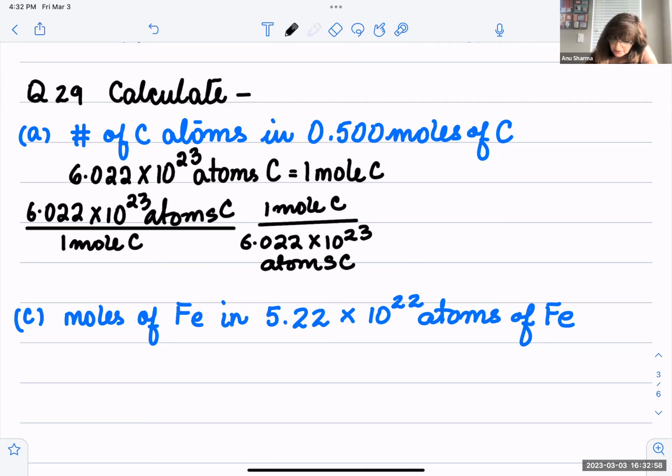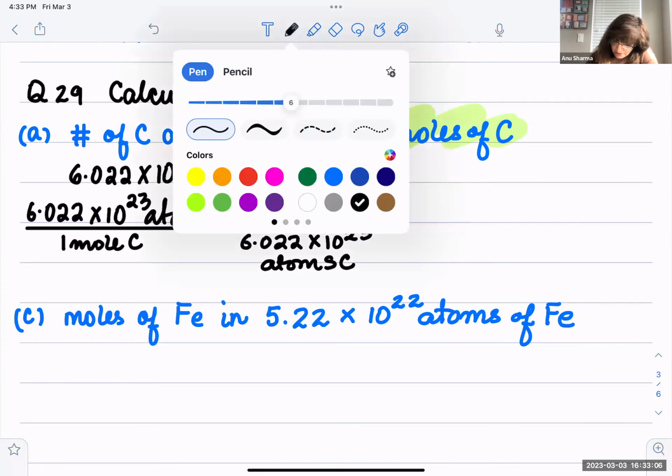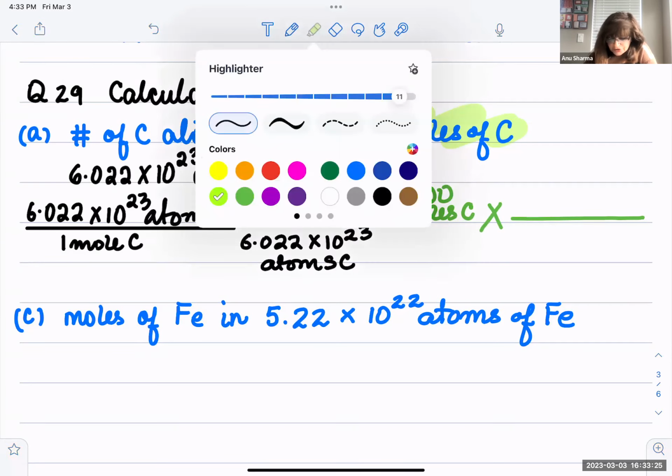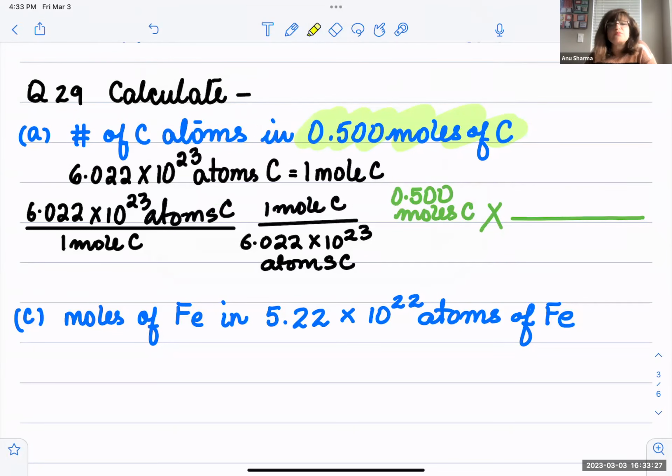Now we are given the moles of carbon, and we need to find how many carbon atoms there are. So you're going to write down the given, which is 0.500 moles of carbon, and you need to find the number of atoms. Therefore, you're going to pick the conversion factor that allows you to cancel out the moles so that you are just left with the atoms. So this conversion factor you are going to use.